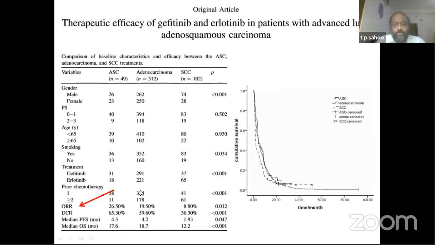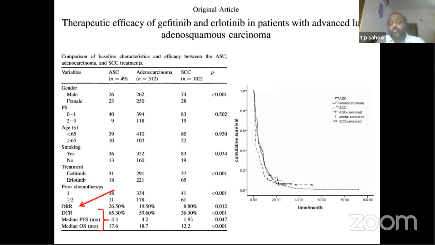The basic point which I want to make is that the responses on the mutation, if you find one, or normal responses to therapy in adenosquamous actually match adenocarcinoma more and squamous cell carcinoma less. Even the median PFS is matching the adenocarcinoma. This is one of the first trials that was published for the adenosquamous, the largest group that published the effect of gefitinib and erlotinib.